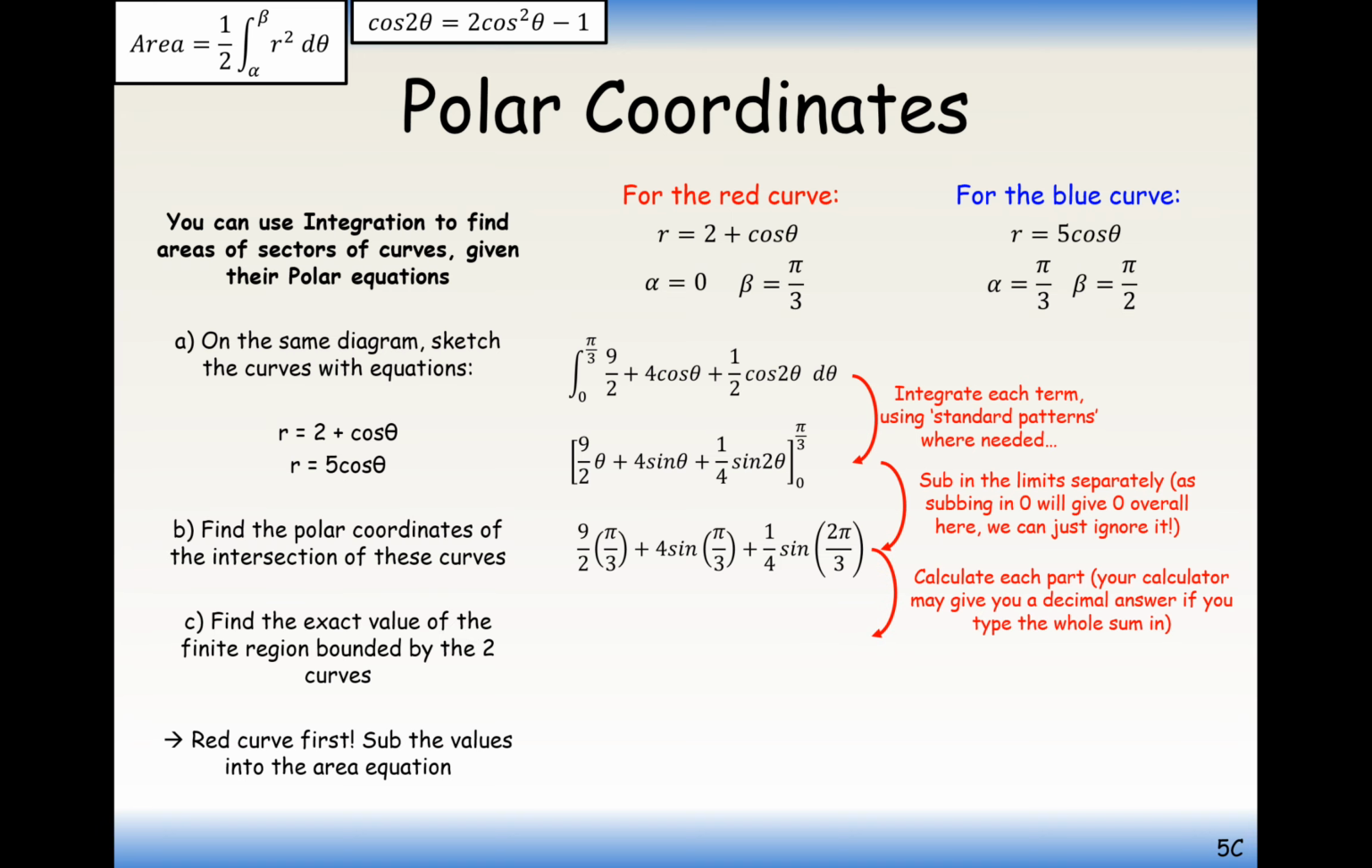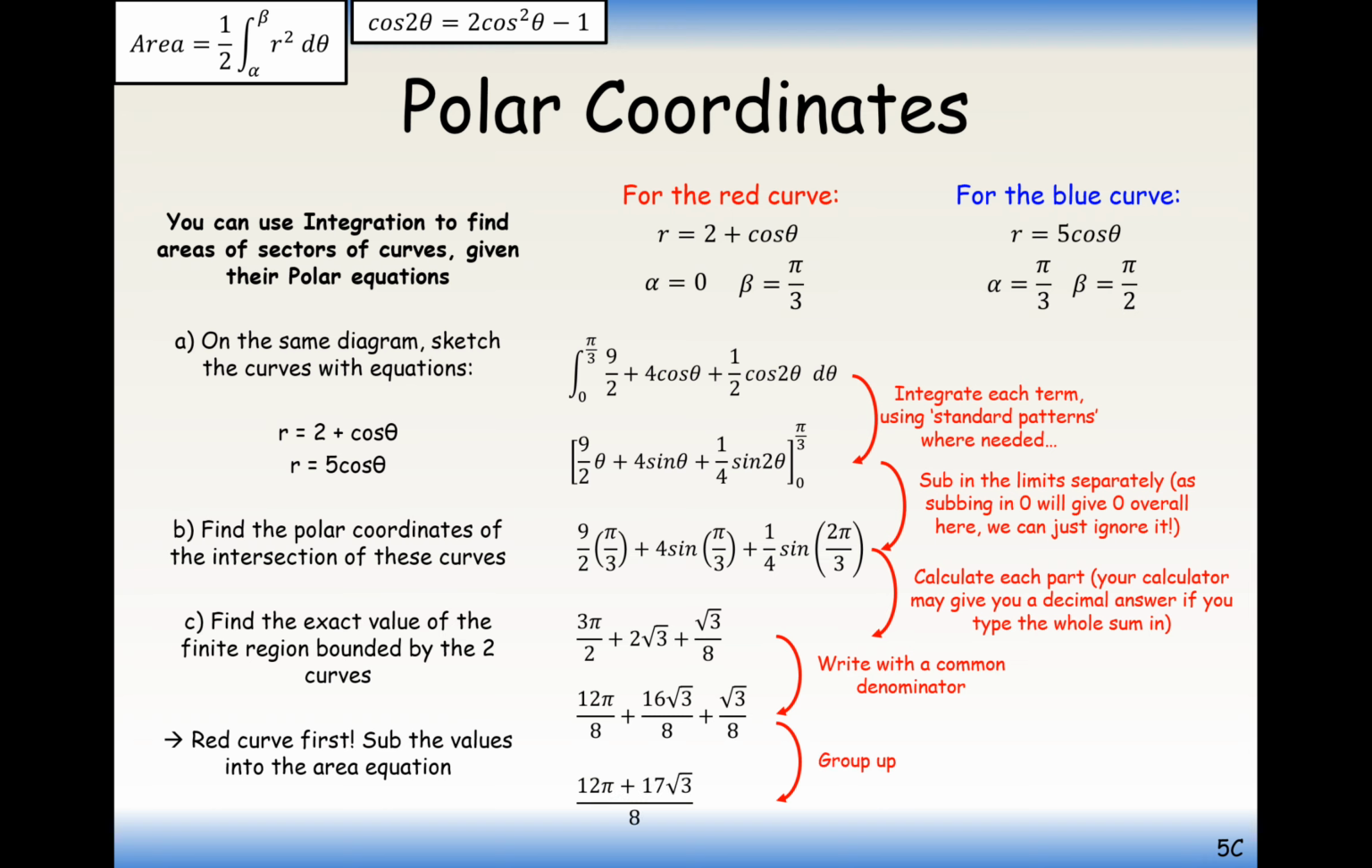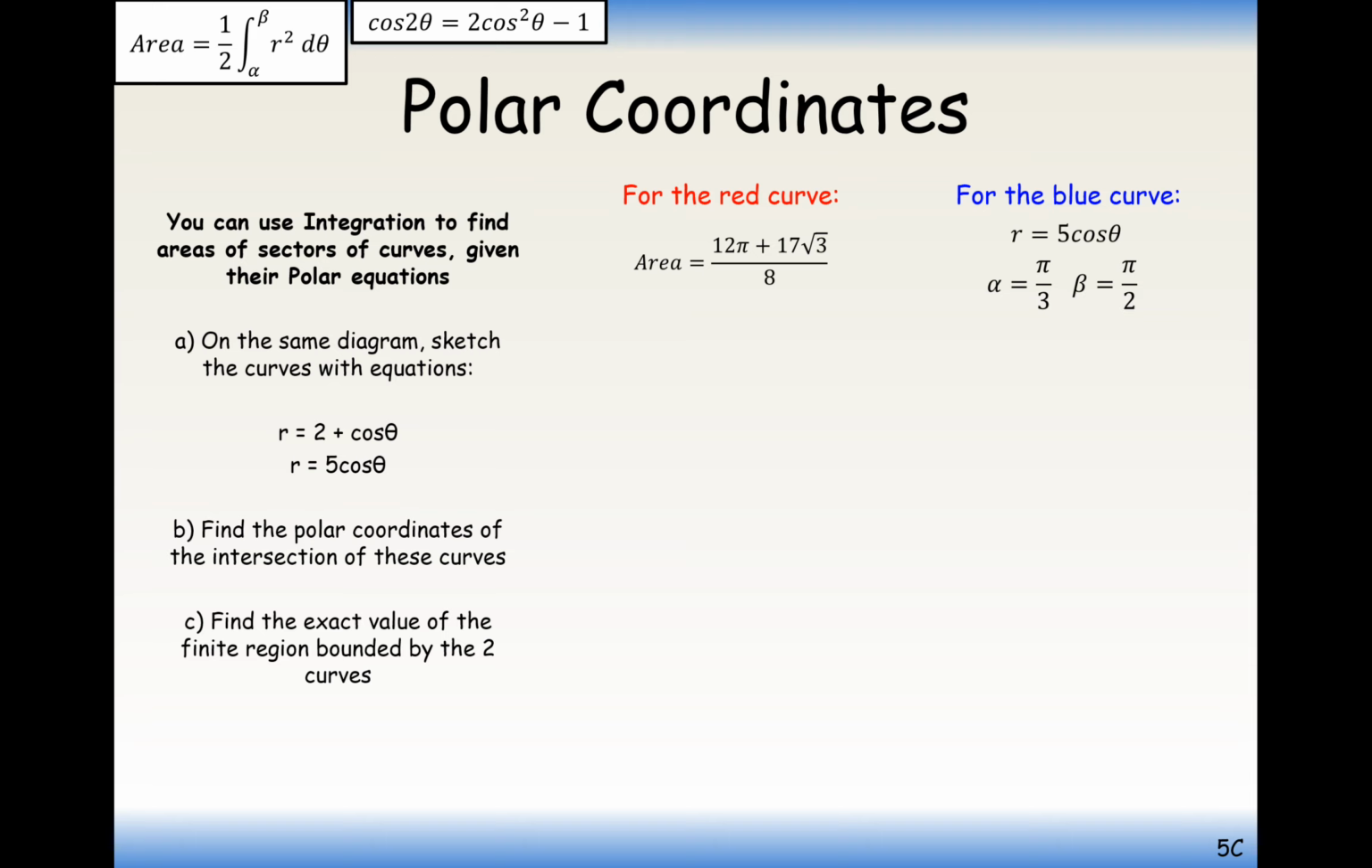won't actually give us anything in this case. We're going to get 3 pi over 2 plus 2 root 3 plus root 3 over 8. And simplifying that, we'll get, group them up, 12 pi plus 17 root 3 over 8. So we'll make a note of that up here, that the red area, both of them on the top and the bottom, was this expression here.